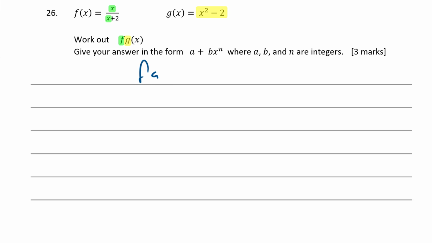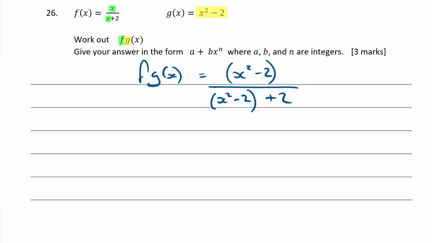So fg of x is going to be x, but this time I'm going to replace x with x squared minus 2. So writing x squared minus 2 where the x used to be, divided by, I've got another x down there, so I've got another x squared minus 2 plus 2, because that was there before. Okay, so just removing the brackets. So I've got x squared minus 2 on the top, divided by x squared minus 2 plus 2, which is just x squared.